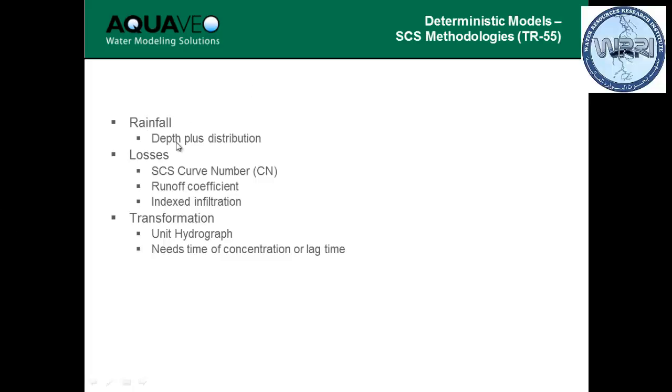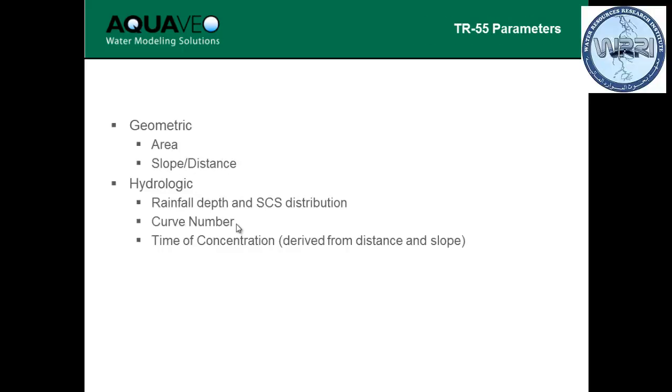Deterministic models, these are the parameters that you need. You need your rainfall values, your loss information. So your loss information could be the curve number, it could be your runoff coefficient, or it could be some infiltration rate. And you need some time parameters. You need some way to figure out how long your hydrograph should be, and that's the time of concentration or the lag time.